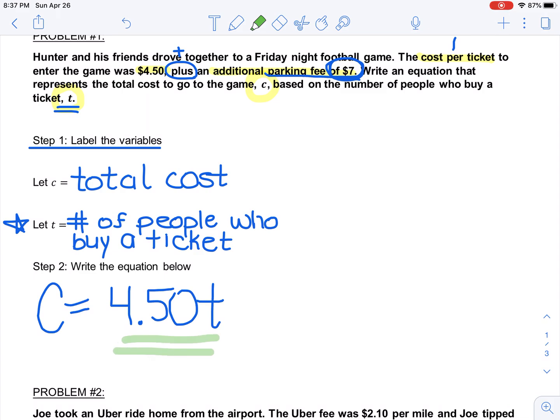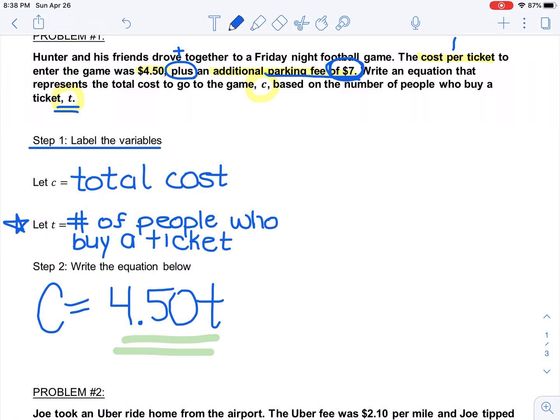$4.50 T. I'm not using an X to multiply. I saw a lot of that last week. You can put a dot. A dot is fine, but really try to steer away from the X. We know that an X in algebra is a variable, not a multiplication symbol. So when you have a number next to a variable, together that means to multiply. So we actually don't need a symbol in between those two.